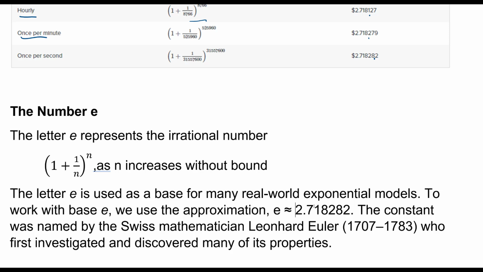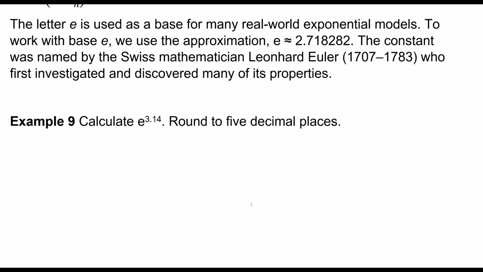It's an irrational number. The constant was named by Swiss mathematician Leonhard Euler. Or sorry, that's actually pronounced Euler. My mistake. Please don't hate me in the comments. From 1707 to 1783, that's when he was alive, he first investigated and discovered many of its properties.